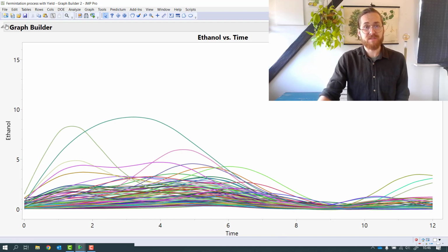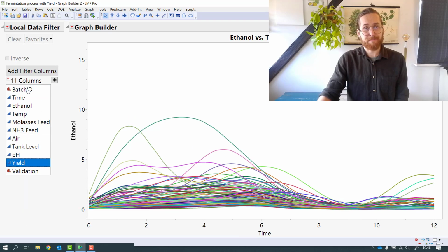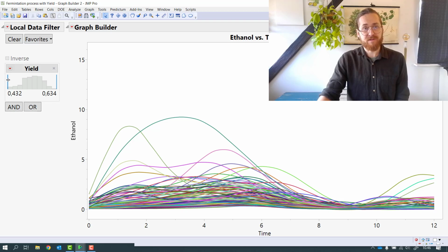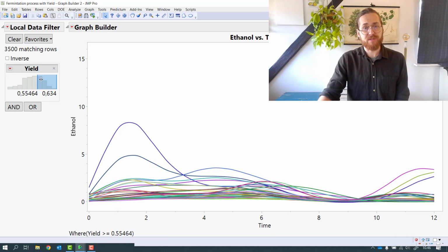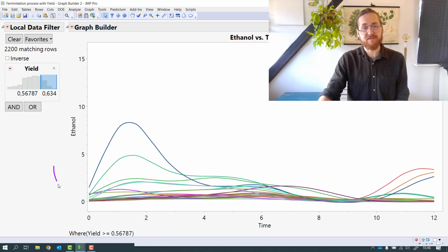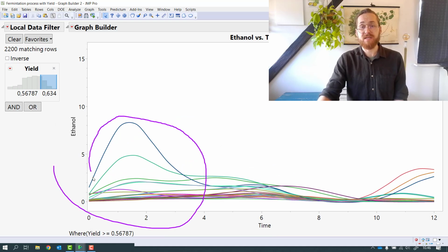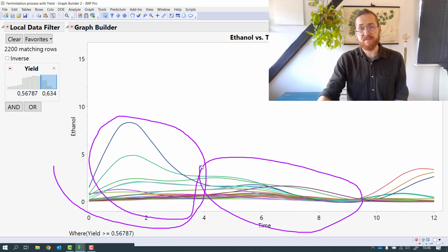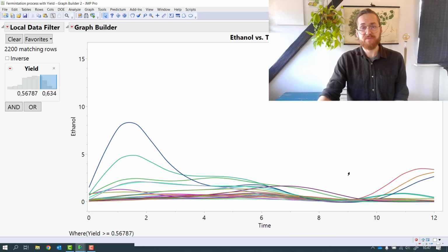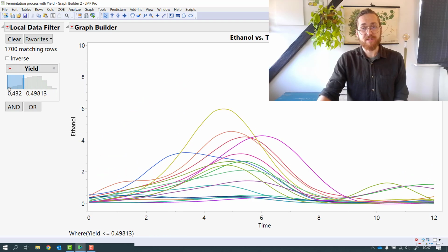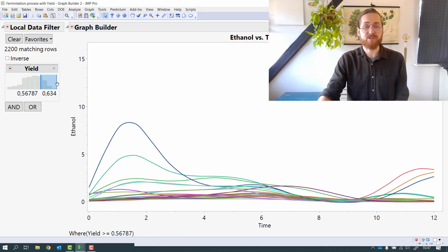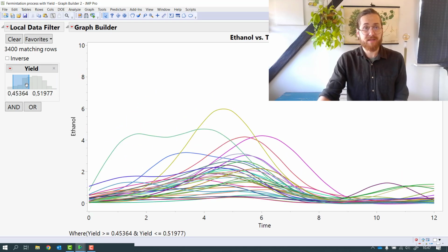But what's interesting to me is if I put on a local data filter with yield, I can filter out those with a low yield and see those that have a lot of variation in the beginning, not so much variation in the middle, and some variation in the end, seems to be performing better than if I select those with a low yield, where I seem to have most of the variation in the middle of the process. So I could, of course, go out into the production and try out that hypothesis.